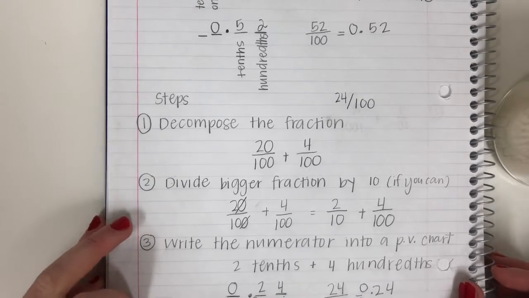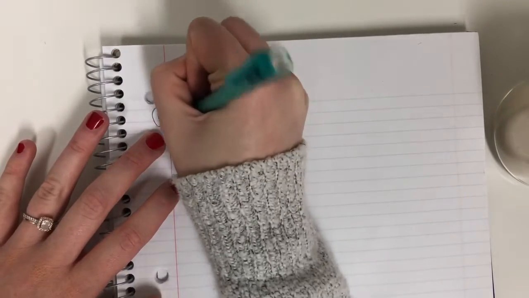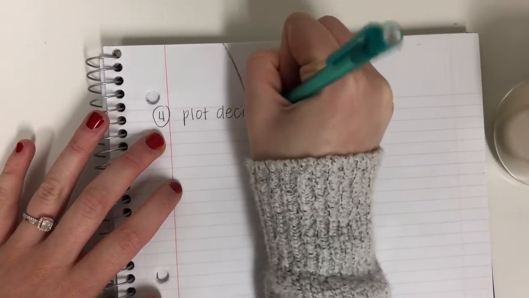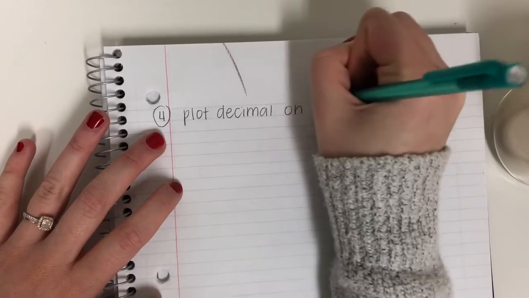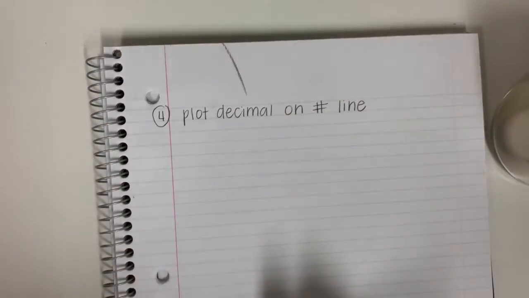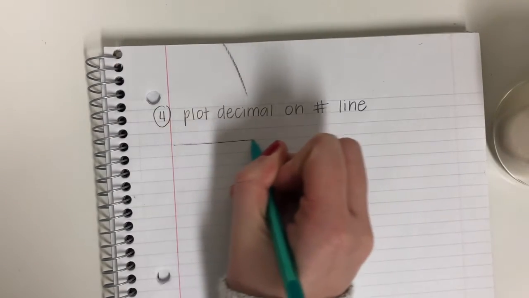So I'm going to flip it over. So step 4 is to plot the decimal on a number line. Okay, so let's look at this. We're going to draw a number line.